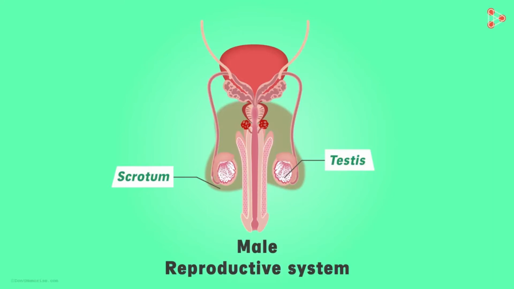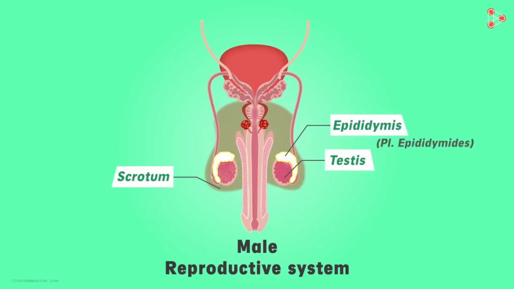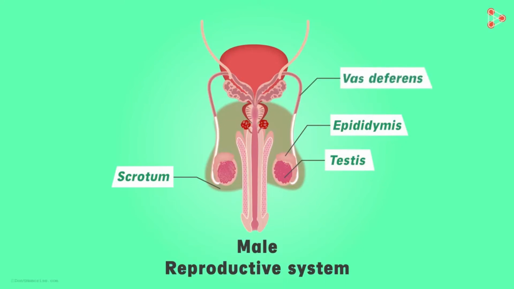Now the sperms produced will have to travel in order to reach the female body. So who will make sure that the sperms are carried outside the testes? This responsibility is taken up by the mass of coils that we can see here. This is called the epididymis and the pair is called the epididymides. The mass then carries the sperms to this single connecting long coil. This is called the vas deferens.